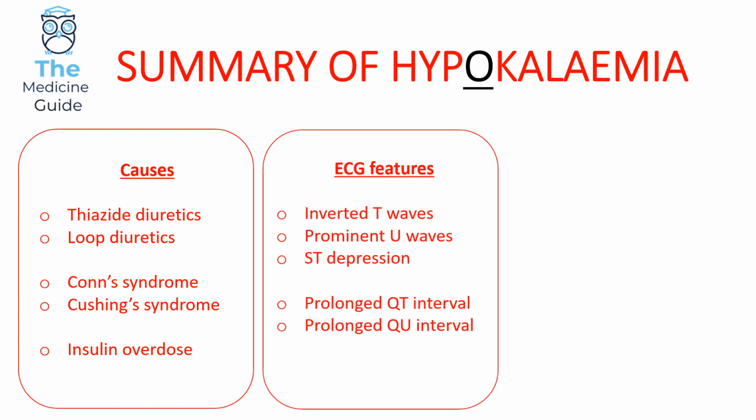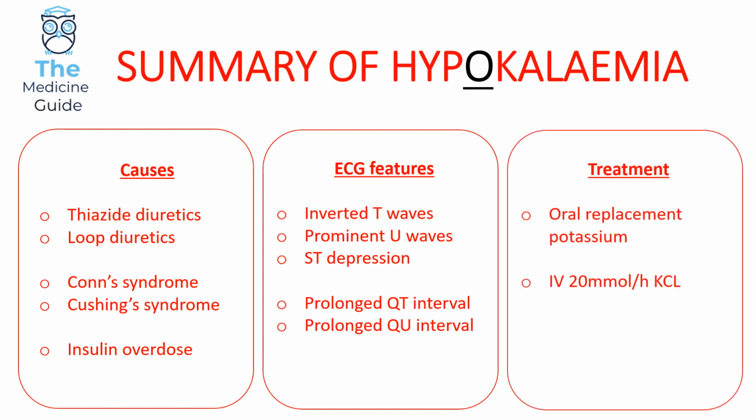The ECG features of hypokalemia include inverted T waves, a prominent T wave, ST depression, also a prolonged QT interval and a prolonged QU interval. I would say the key classic features of hypokalemia that you definitely need to remember for final exams and also for OSCEs are the inverted T waves, prominent T waves and ST depression.